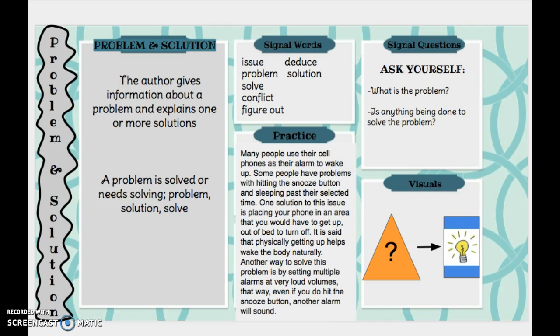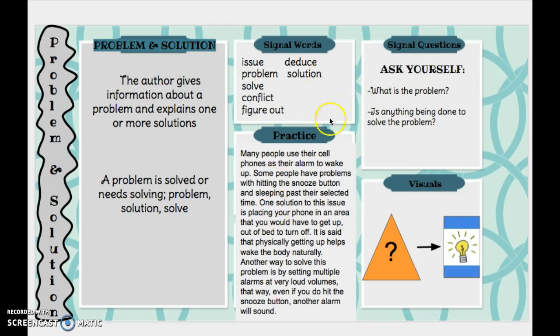Another way to solve this problem is by setting multiple alarms at very loud volumes. That way, even if you do hit the snooze button, another alarm will sound. So looking at this, I need to ask myself, what is the problem? So if I'm looking here, my problem is that people are snoozing or sleeping past their alarm clocks. So then I need to ask myself, is anything being done to solve the problem or any suggestions being given? In this case, yes, there is. They're saying two different possible solutions that I could use.